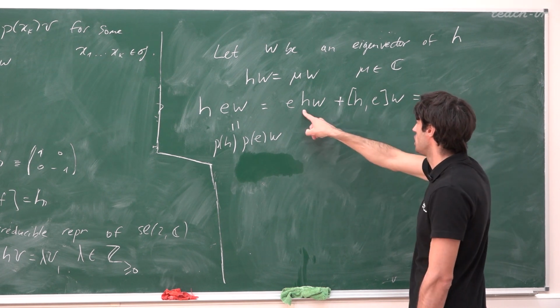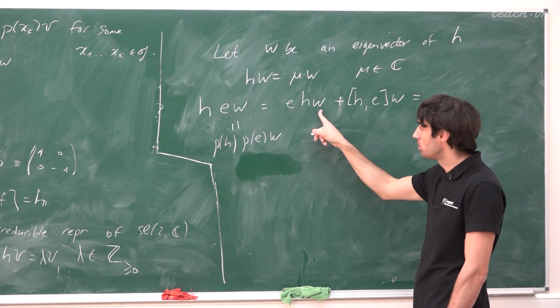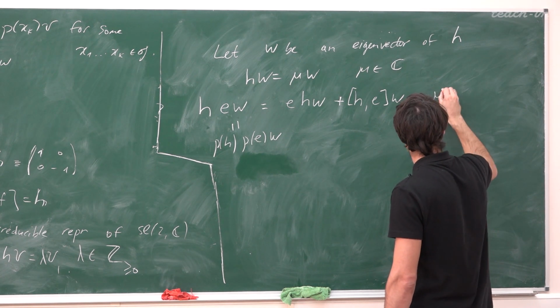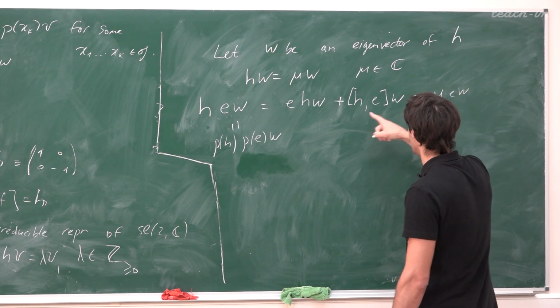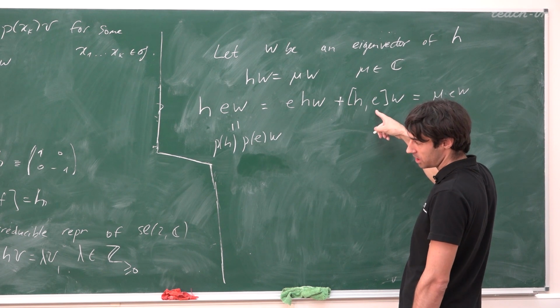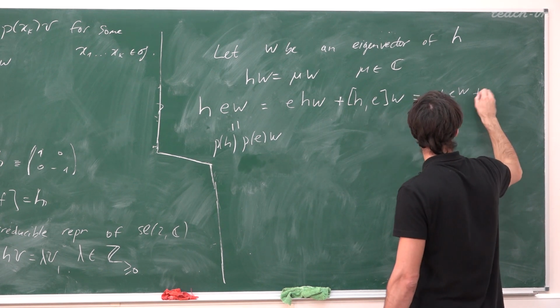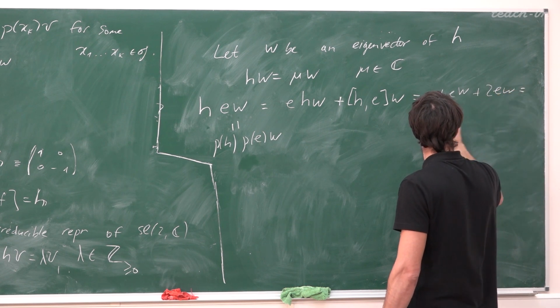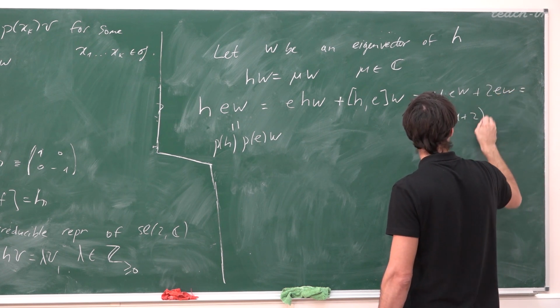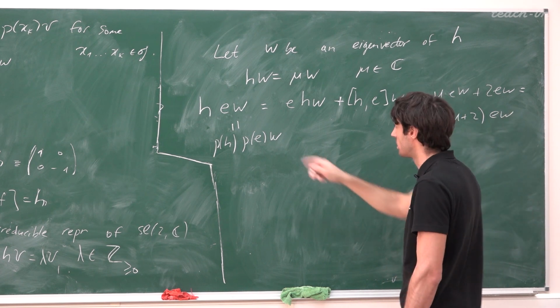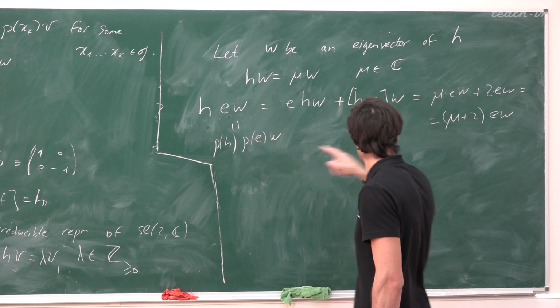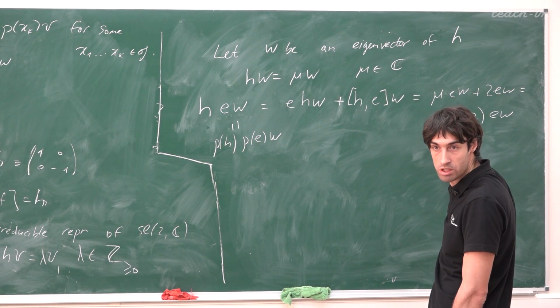So then H hits W gives me mu. So I'll have mu EW. And this bracket gives me 2E, right? So plus 2EW. So it's mu plus 2 EW. So EW now is the eigenvector of H with eigenvalue mu plus 2.